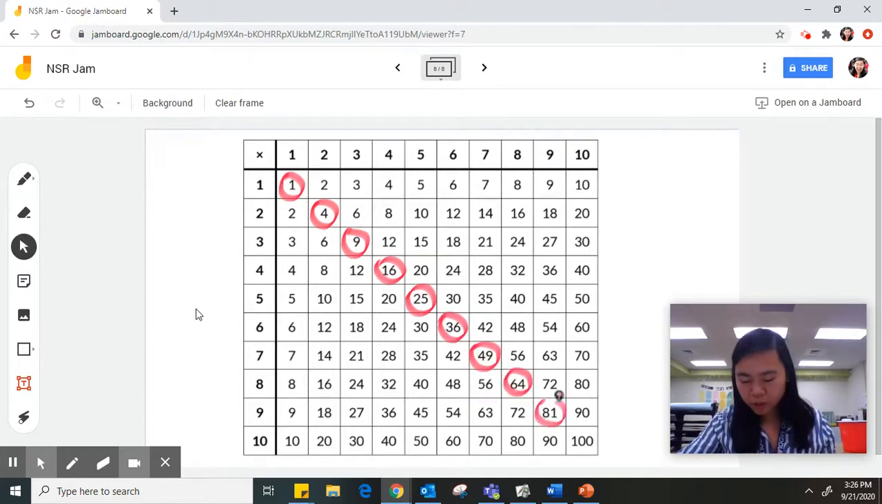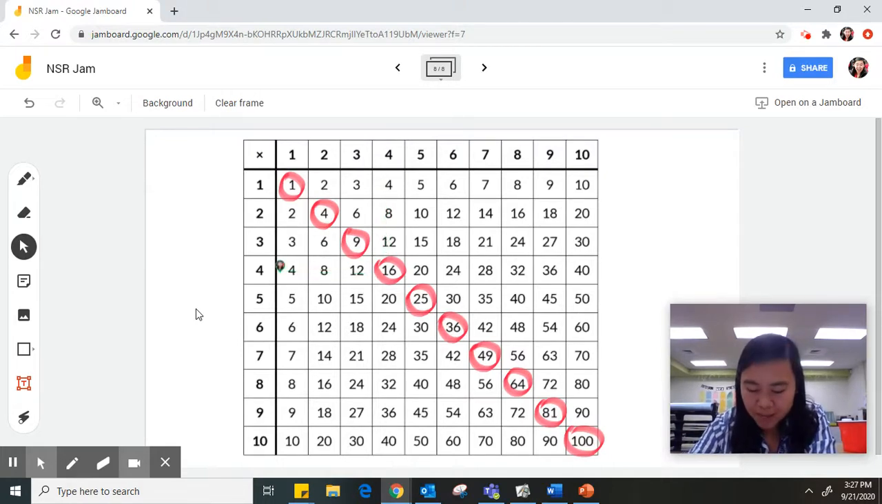Our perfect squares go down diagonally in our multiplication table. Why is that? Let's look here. This 1 is a perfect square because it's a 1 by 1, right? This 4 is a perfect square because it's a 2 by 2. This 9 is a perfect square because it's a 3 by 3. And you could do this with any number. So for this multiplication table, 16 is a perfect square because 4 times 4.